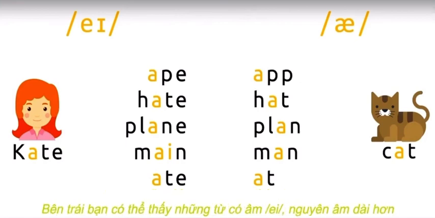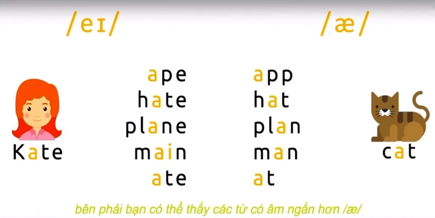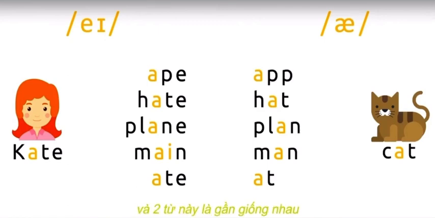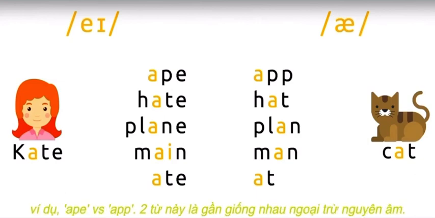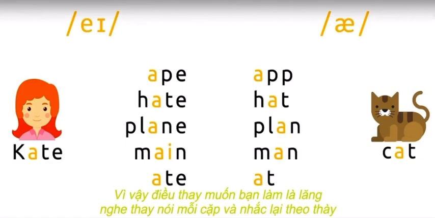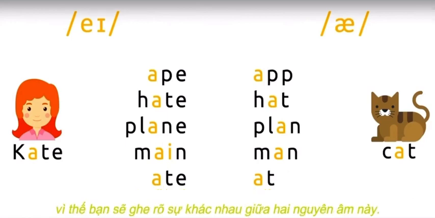On the left, you can see the words that have the A sound, the longer vowel. And on the right, you can see the words that have the shorter sound, A. And the two words are exactly the same, except for this one sound difference. For example, ape, app. These two words are the same, except for the vowel sound. So what I'd like you to do is listen to me say each pair and repeat each pair after me, so you can clearly hear the difference between these two sounds. So let's get started.